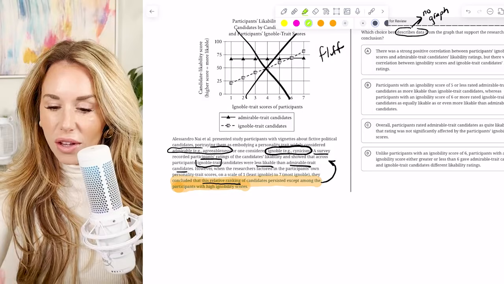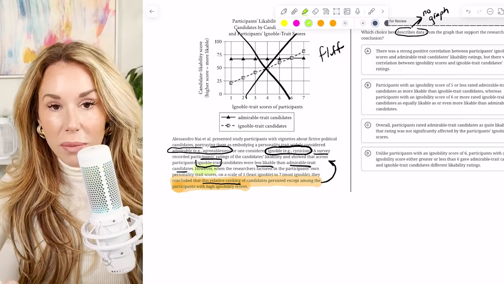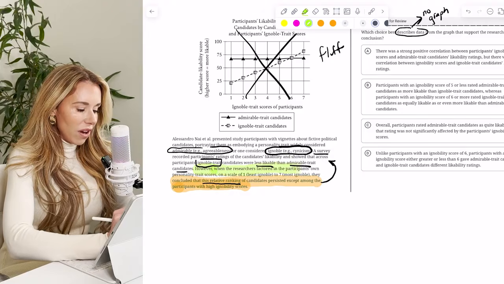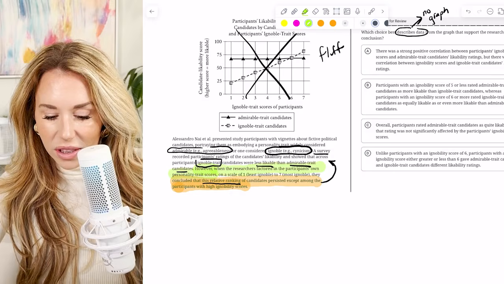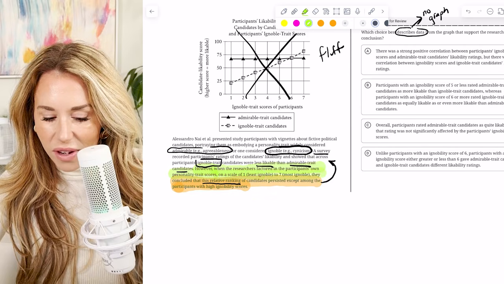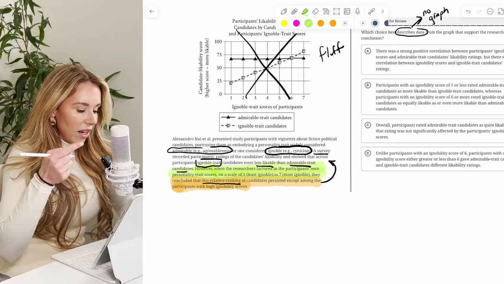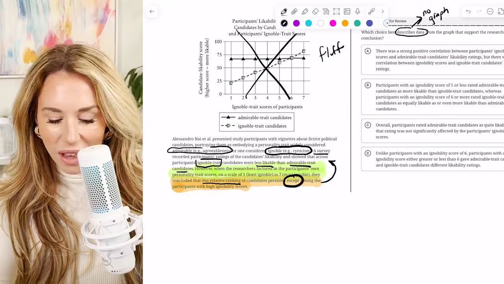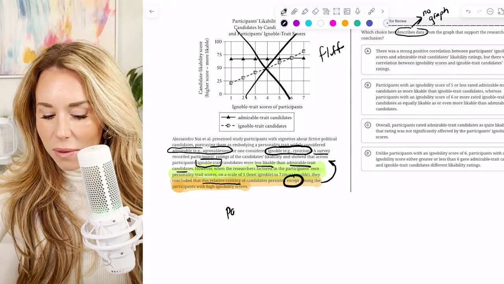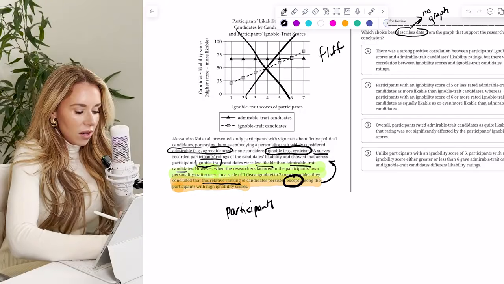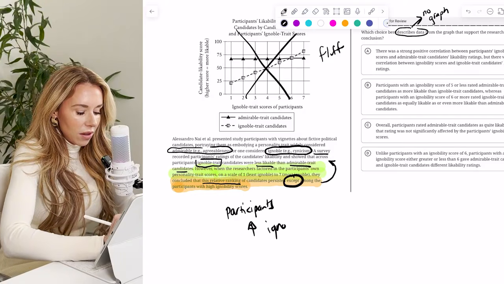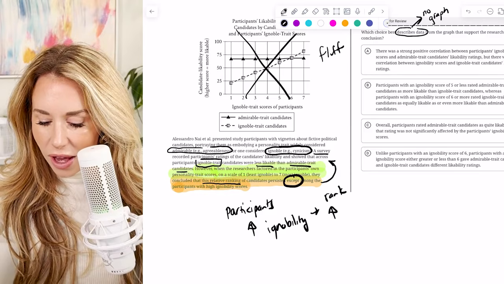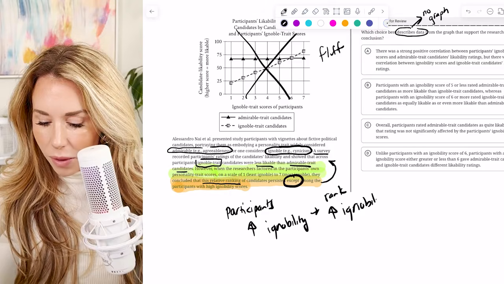Okay, here's the key though. When you see a contrast phrase, really pay attention and lean into that. This is the important part. "However, when the researchers factored in the participants' own personality trait scores on a scale of 1 to 7, they concluded that this relative ranking of candidates persisted except among participants with high ignobility scores." So what that means is participants with high ignobility would rank others with high ignobility better.